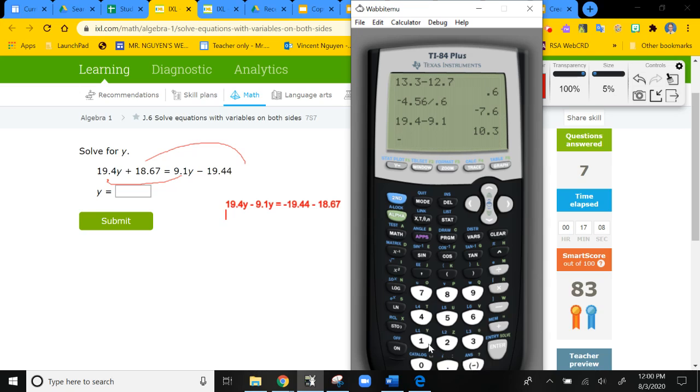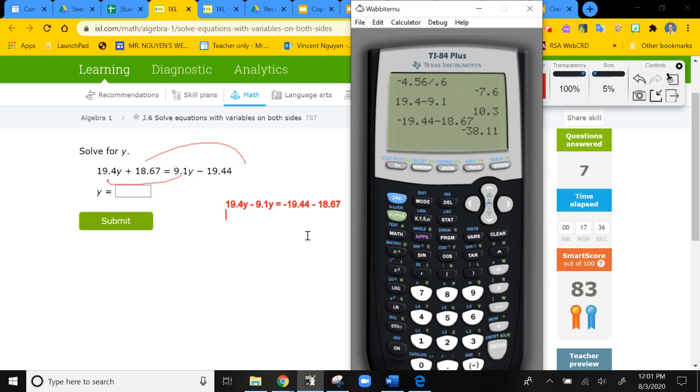So negative 19.44 minus 18.67. Okay, next time I'm going to just do it on the calculator live so that I can type it in faster. Typing it in on the screen is slow for me.